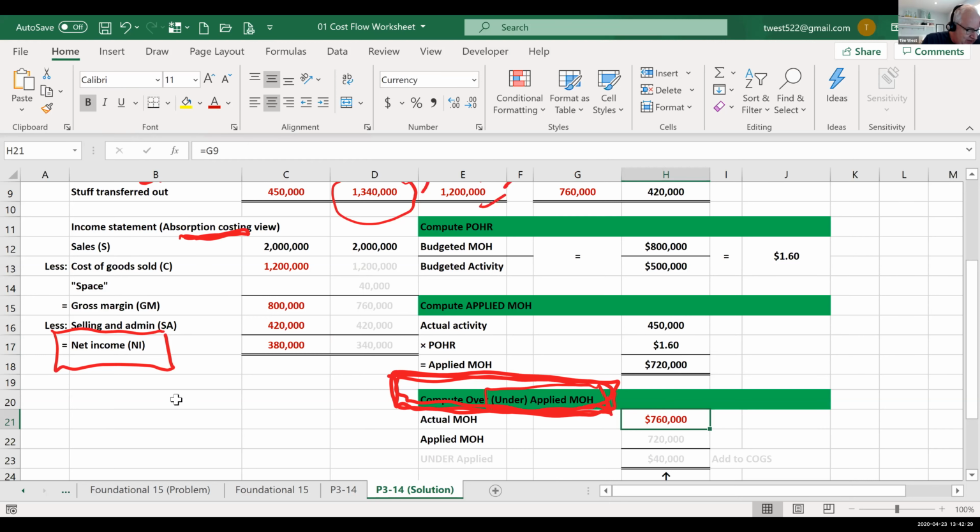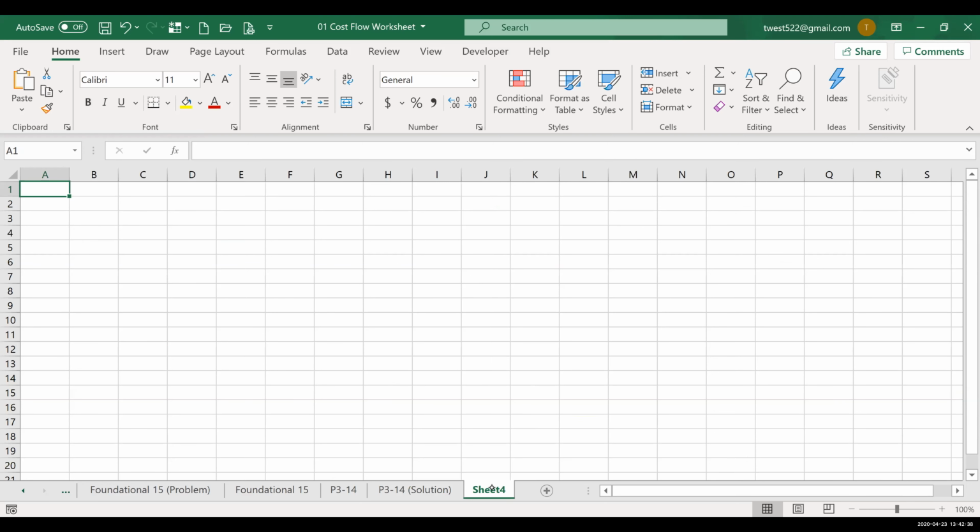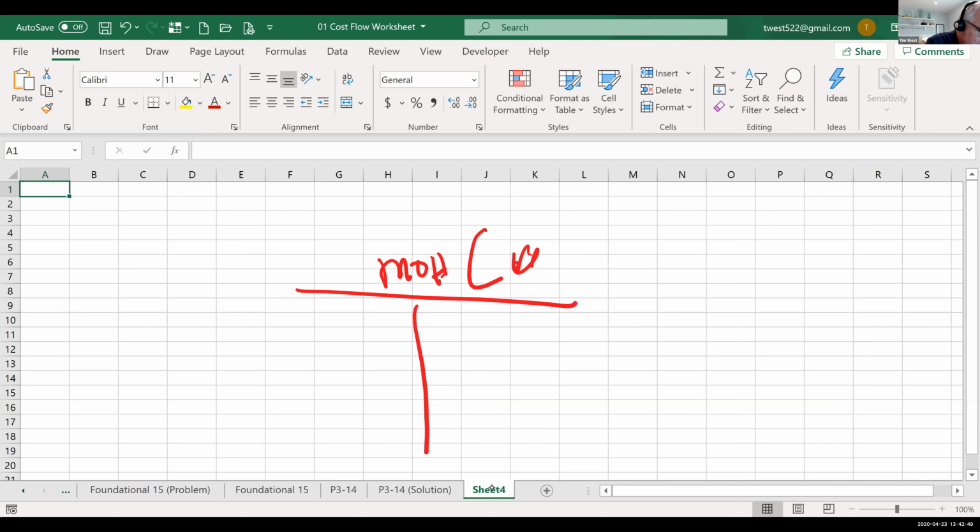Okay. And then what do we have to do? If you visualize a T account, when we have our actual overhead, when we pay our bills, that's going to be debited to our... And what's this account called? Manufacturing overhead, or manufacturing overhead control. Okay. Yeah. All right. So when I apply overhead, where does it go? The actual is going to be a debit, and the applied is going to be a credit. Okay.